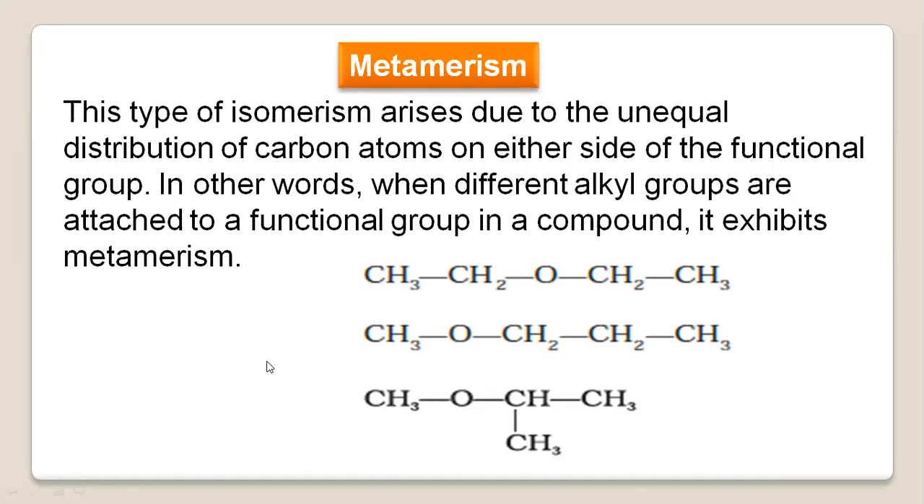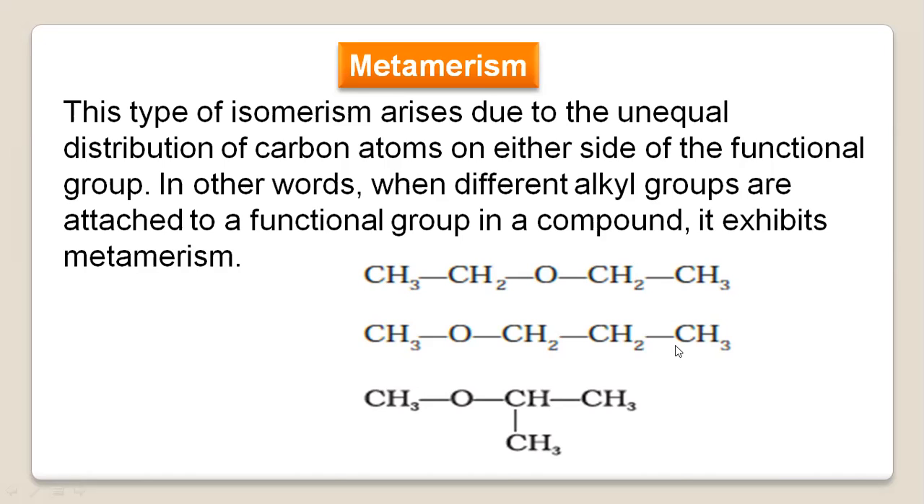Now the next isomer type is metamerism. This type of isomerism arises due to the unequal distribution of carbon atoms on either side of the functional group. In other words, when different alkyl groups are attached to a functional group in a compound, they show metamerism. See here an example, CH3CH2OCH2CH3. It shows the oxygen, and two alkyl groups are attached to the functional group. Here one more is CH3OCH2CH2CH3.